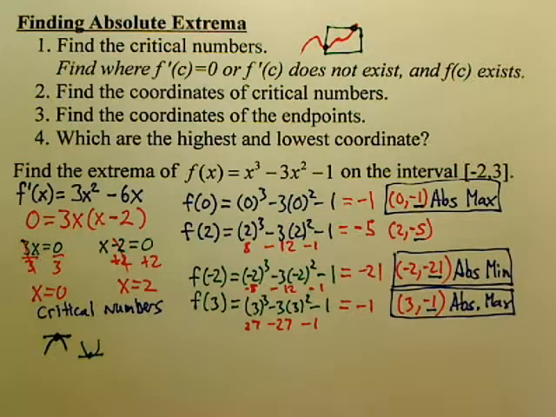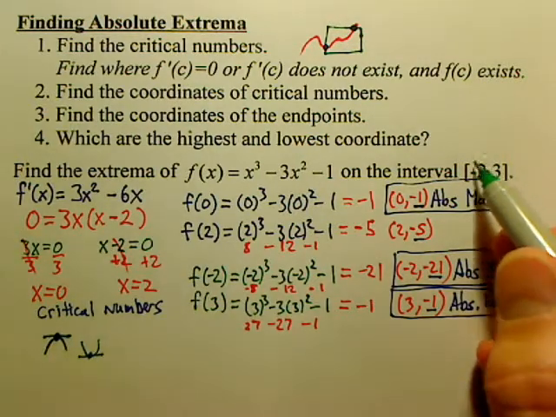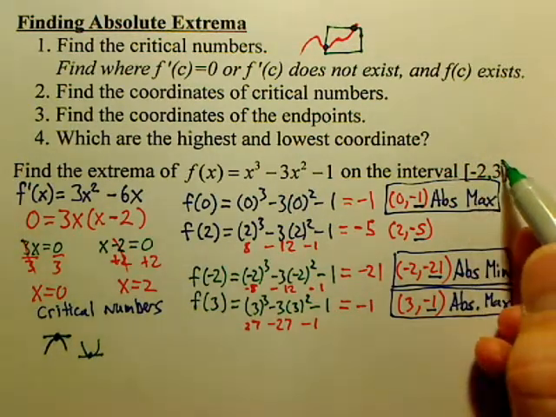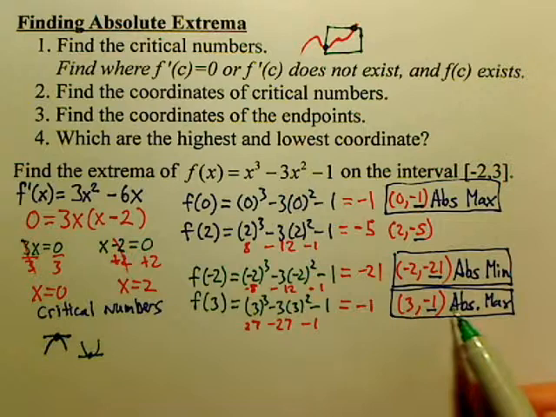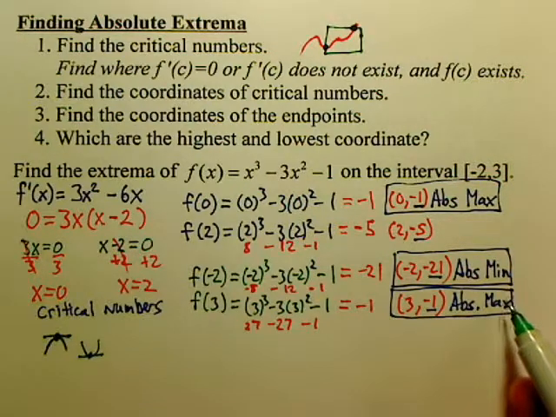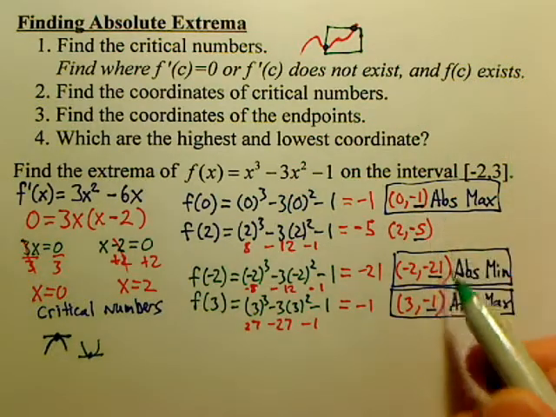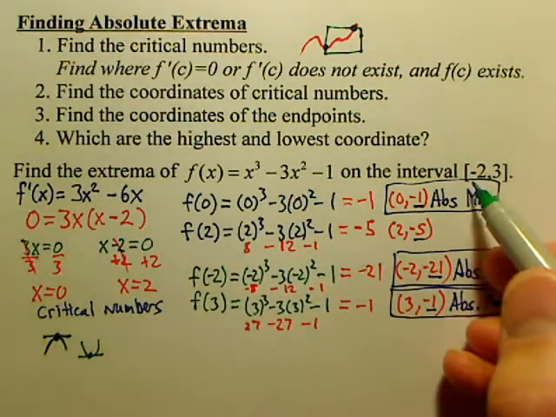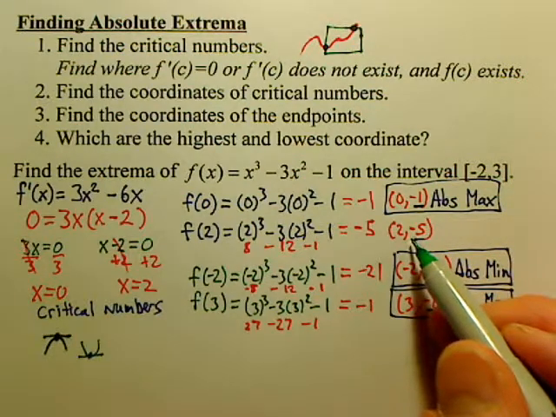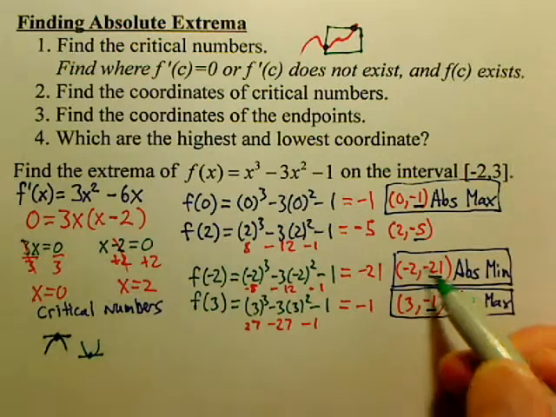And one more thing you have to worry about is that sometimes for absolute extrema we have open intervals. Like what if that was an open interval? We don't include 3. Well, if we don't include 3, this would not be an absolute max. So we would not include this one because it would be open. So that would be your absolute max, and that would be the absolute min.